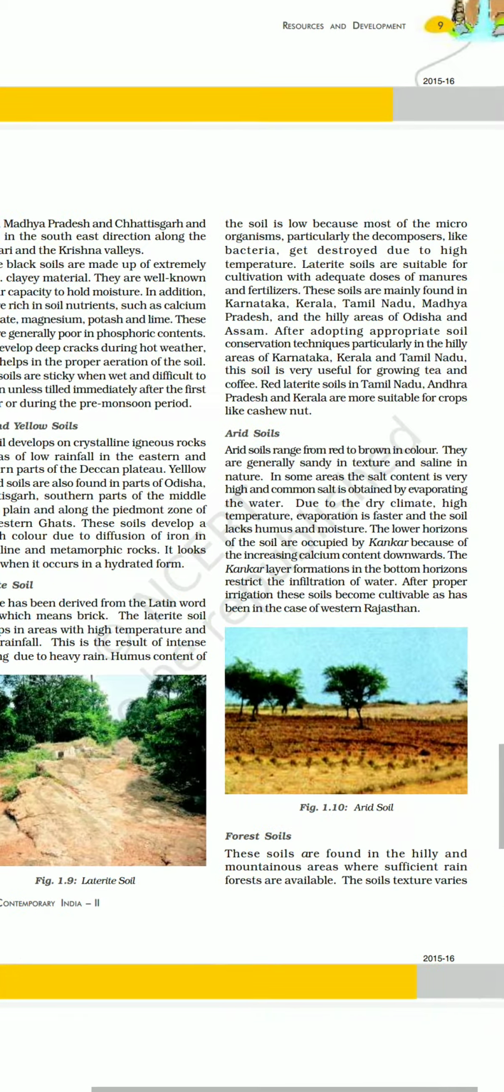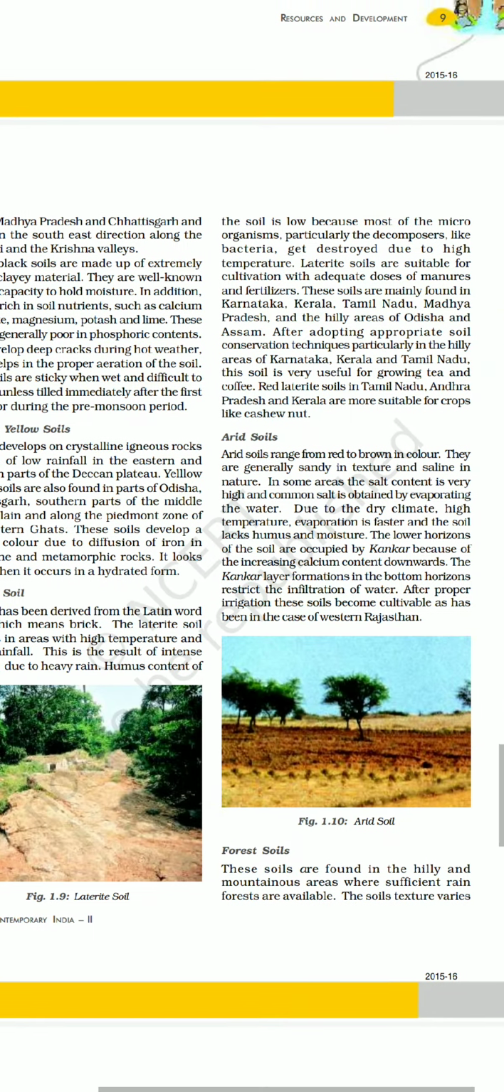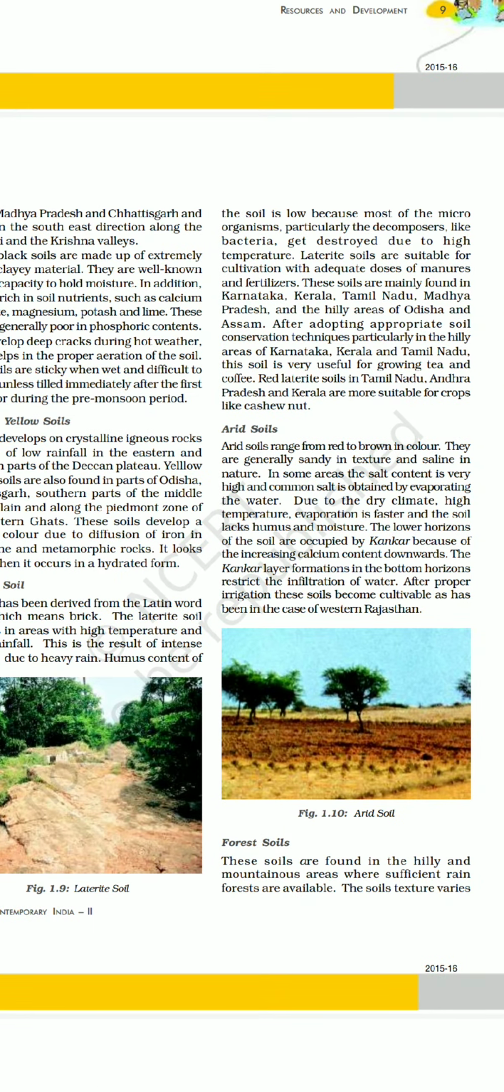Now the next soil type is the arid soil. Arid means dry. So this type of soil is found in the desert regions, especially in the Thar desert region. It is common to areas of dry climate where we have high temperature and fast evaporation. It is red to brown in color, and this soil lacks humus and moisture.